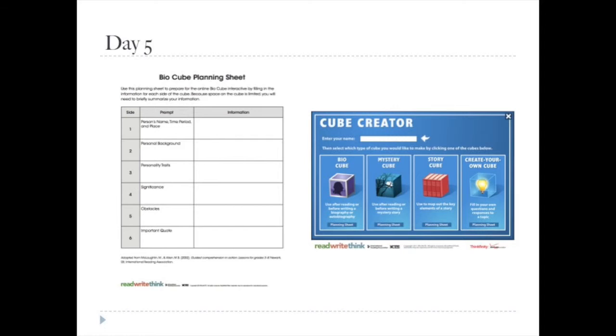On day 5, students will complete the BioCube planning sheet with correct biographical information about Jackie Robinson. They will be provided with 2 sources for research. Once they complete this BioCube planning sheet, the students will use the sheet to create an online BioCube. This is also a resource from Read, Write, Think. The students will print out the completed cube and also take a picture to publish on their personal website.